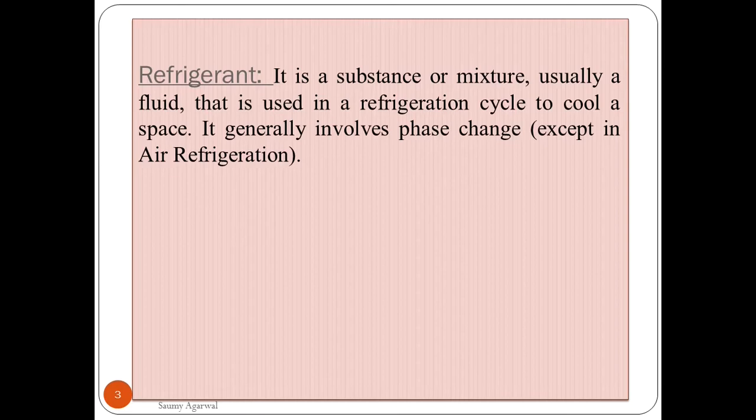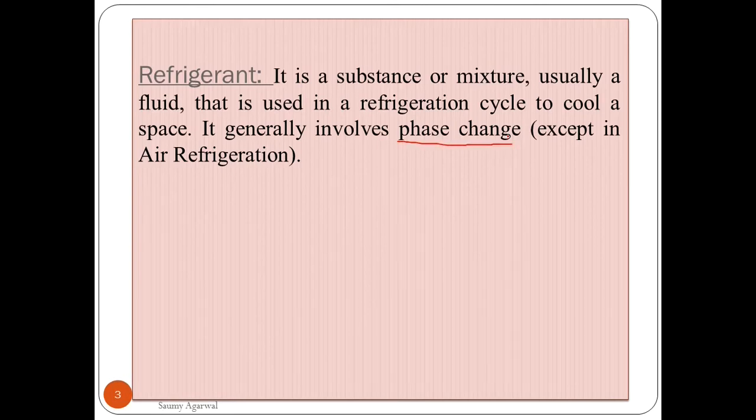So the refrigerant can be defined as a substance or mixture, usually a fluid, that is used in a refrigeration cycle to cool a space. Okay, so what is a refrigeration process? It is a process which maintains a given space at a temperature lower than its surroundings. To achieve this cooling effect, the substance which is used is known as refrigerant. So it generally involves phase change.